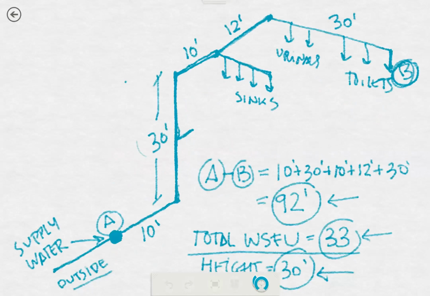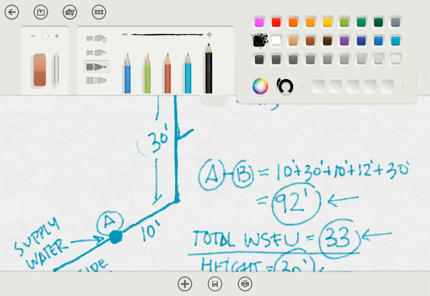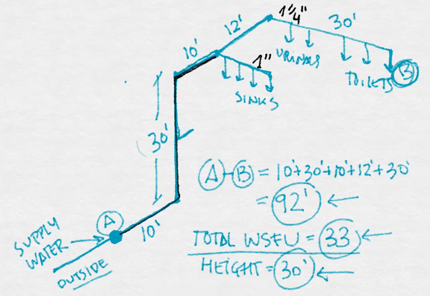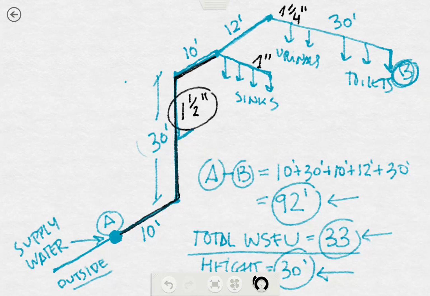There you go. What we did is, this branch had to be 1 1/4. This branch had to be only 1 inch. And we are looking for this one, so this one has to be 1 1/2. Which makes sense because if we are connecting this 1 inch branch and this 1 1/4, this has to be bigger. So at least it has to be 1 1/2.